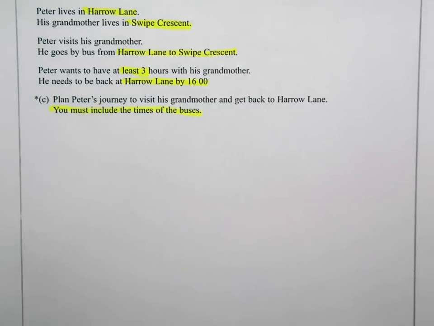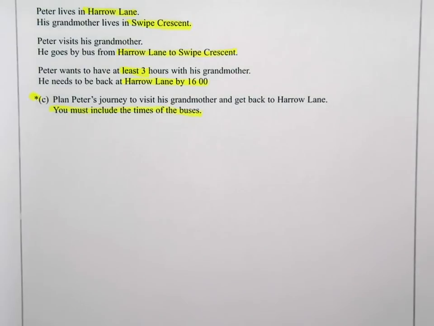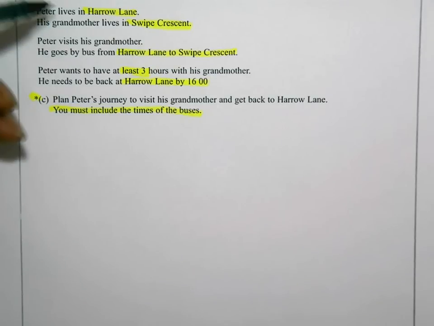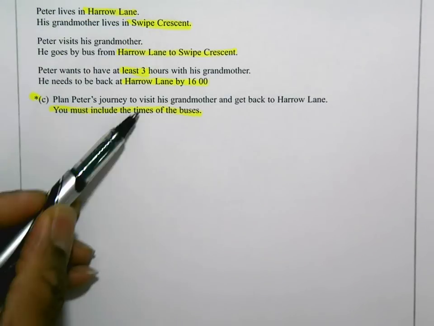And really importantly here, there's a star next to this question, so that means there's quality of written communication marks for this. Now, I'll need to go back to the table to see this, because in this question, he lives in Harrow Lane, he wants to go to Swipe Crescent. And the question says, plan his journey to visit his grandmother and get back home.